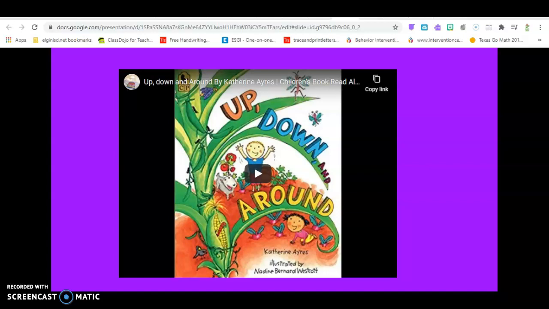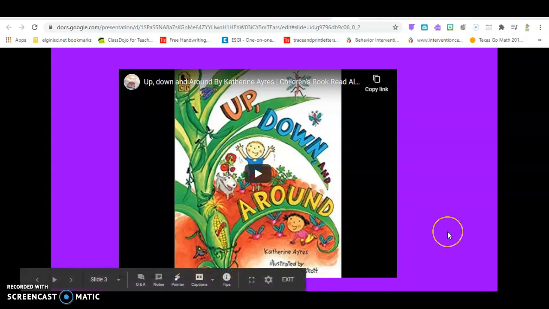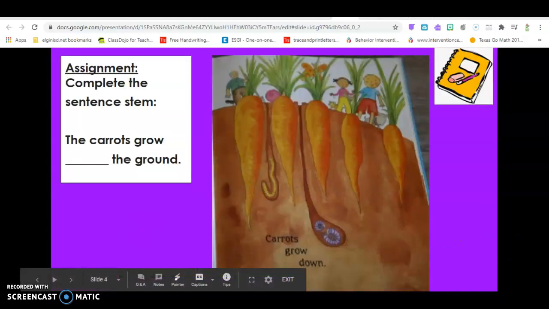Were you listening to some of the different ways that vegetables grow? So where did some of the vegetables grow in this story? Did some vegetables grow up? And some vegetables grew down? And some vegetables grew how? Around, that's right.